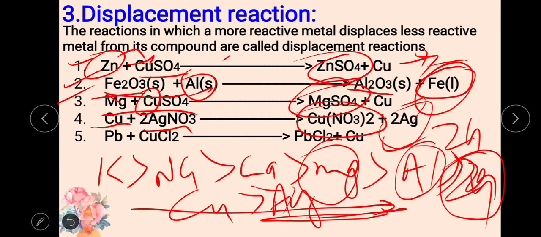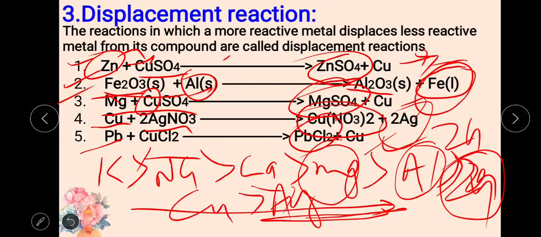Next, lead. Lead comes below zinc and iron in the reactivity series. When lead reacts with copper chloride, it easily displaces the copper because lead is more reactive than copper. It forms lead chloride and copper.